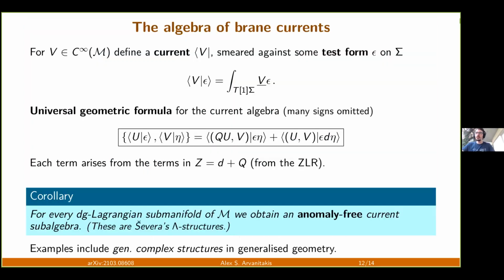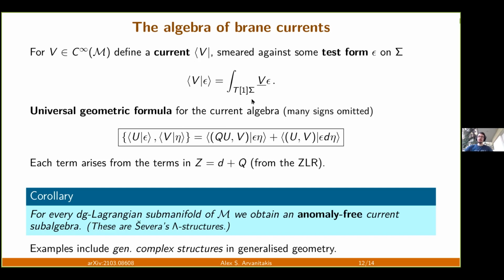Okay, so how does this work in general? Say you have some arbitrary target QP manifold. Then you have a nice definition of currents, which I'm going to define smeared against test forms, differential forms on sigma, because I don't necessarily want to deal with Dirac delta functions in the current algebra. It's bad for your health. So you take the function, write it in terms of superfields, hit it with a test form on the source, and then integrate over the source.